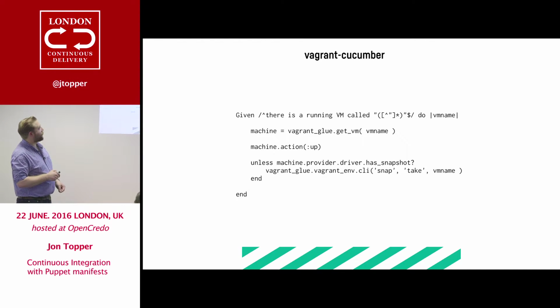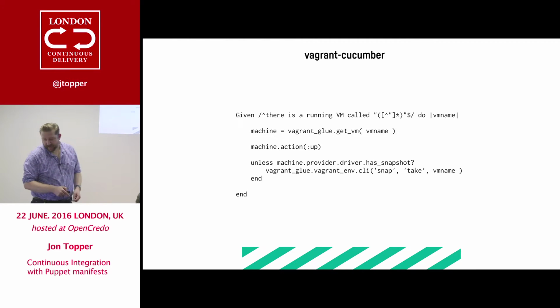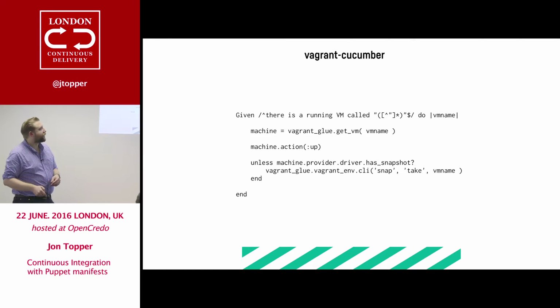I've got a brief example of the VM step. You can see here there's a regular expression match at the top where we're looking for a string starting, there is a running VM called. There's a regular expression match here that we're going to use as a parameter. And then inside the definition of that, whenever we see something that matches this running in the spec definition, we're going to call this code here. And this calls into a bit of the Vagrant Cucumber library in order to pull out a Vagrant object for that VM, and then we can ensure that the VM is up, and then we can snapshot the VM itself if we haven't already taken a snapshot. And we'll talk briefly about the utility of snapshots in a second.